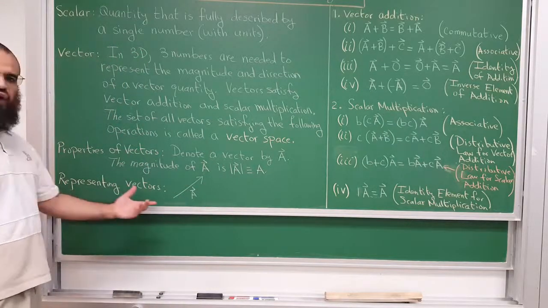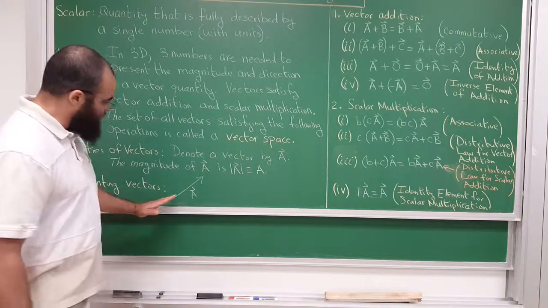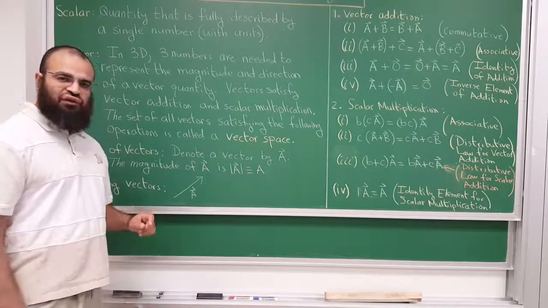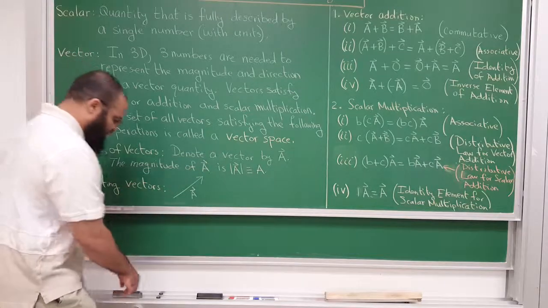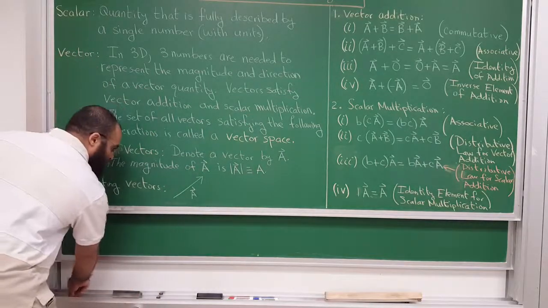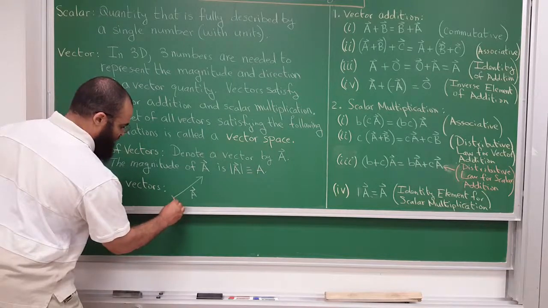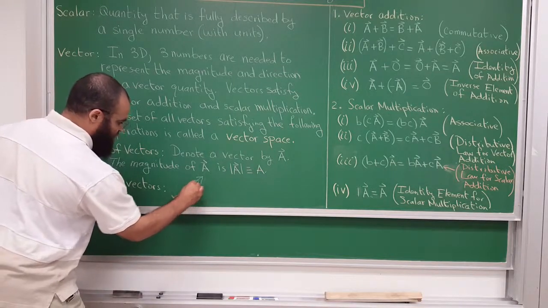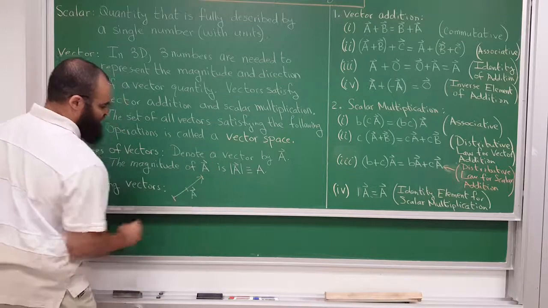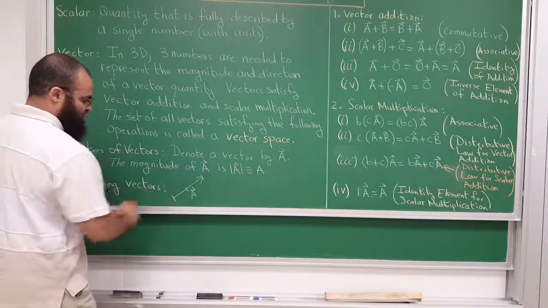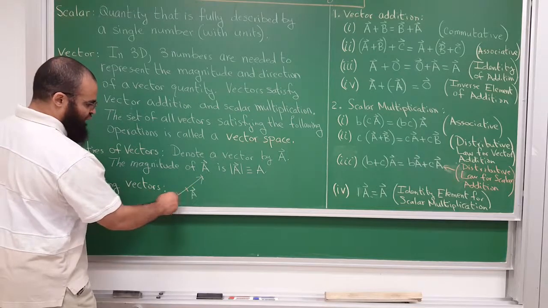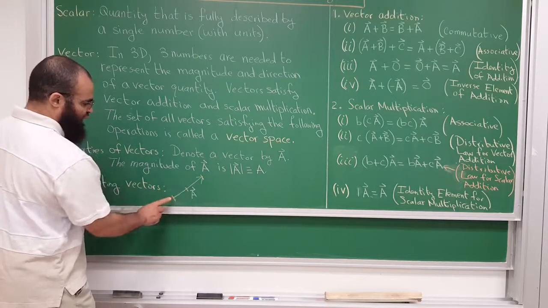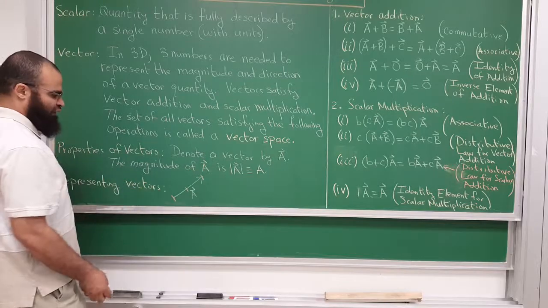Now, to represent a vector geometrically, we can simply draw an arrow in the direction of that vector. And the size of the arrow, if the vector, let's say, is 2 units, then the size of the arrow will be 2 units. If this is 1 unit, so this is 2 units. The size of the arrow will be 2 units, so the magnitude is 2. And the direction from the tail to, this is called the tail of the vector, this is the tip of the vector, and it points in the direction of that vector.